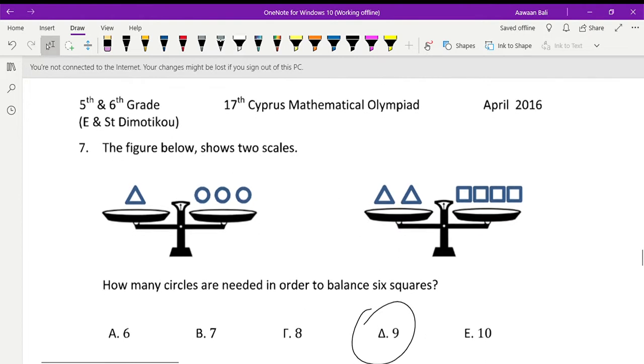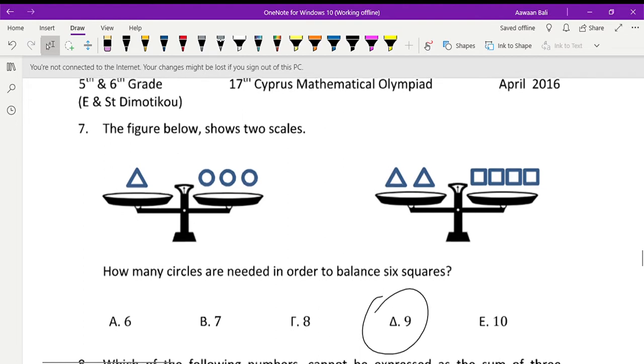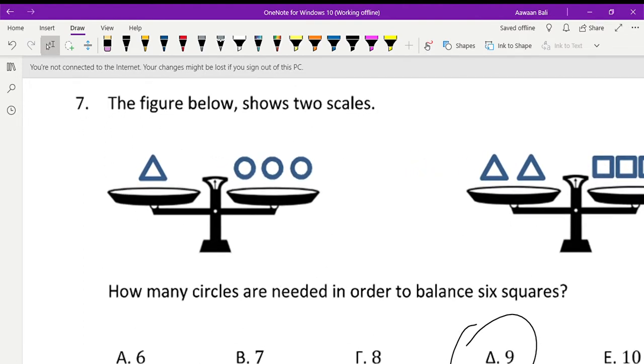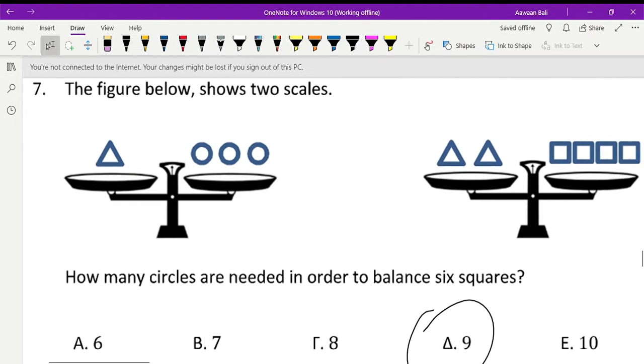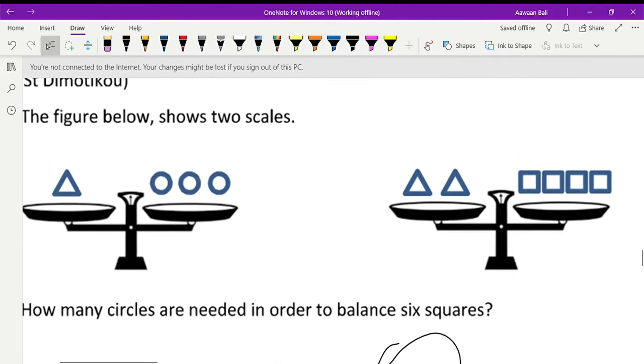The figure below shows 2 scales. How many circles are needed in order to balance 6 squares? So we know a triangle is equal to 3 circles, and then 2 triangles are equal to 4 squares. Now basically 2 triangles is 2 groups of 3 circles, so 6 circles in total.